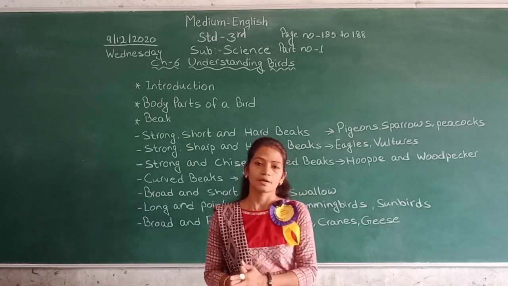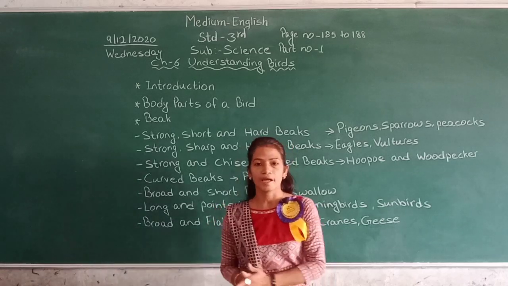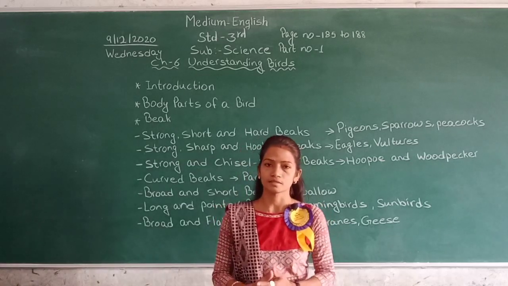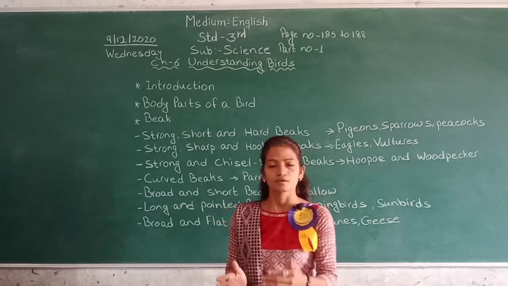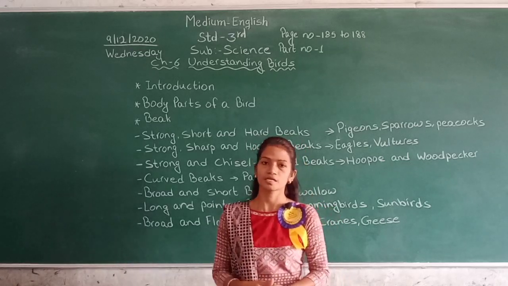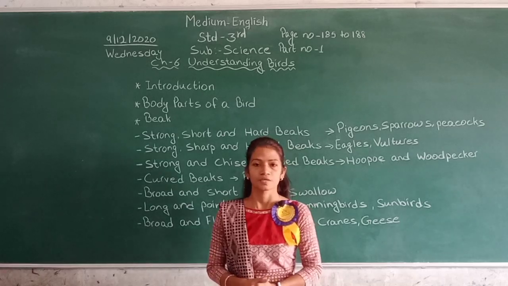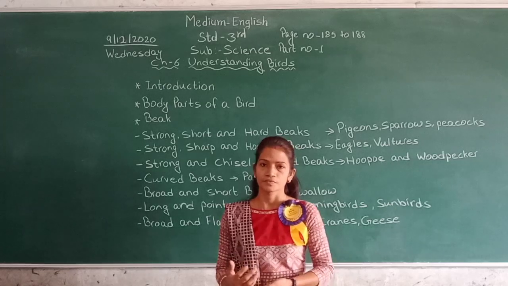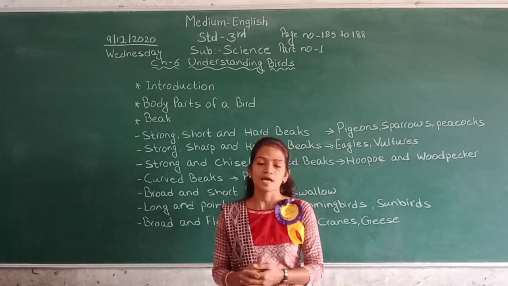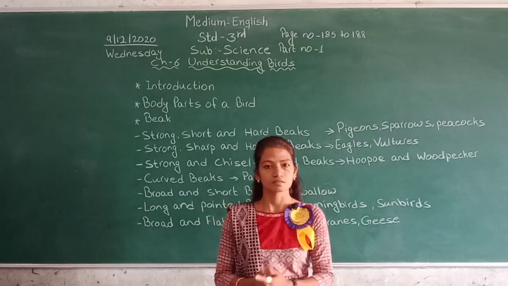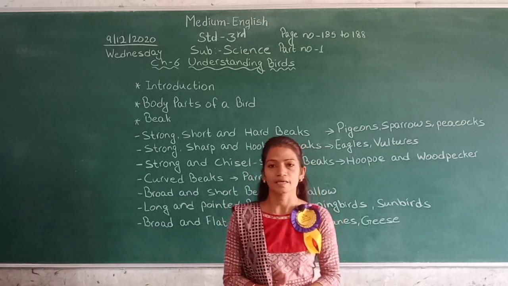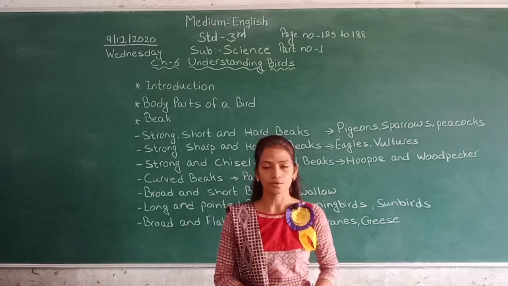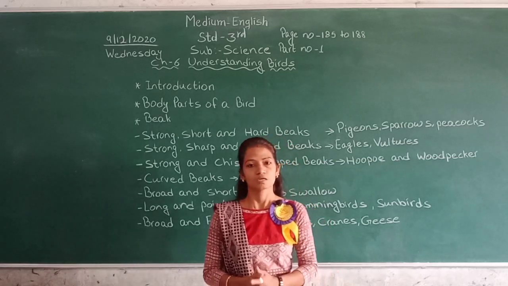So their bones are hollow and light and are filled with air. Their bodies are light, and this helps the birds to fly. The wings are attached to muscles. They help the wings to move up and down. In this way, birds fly.